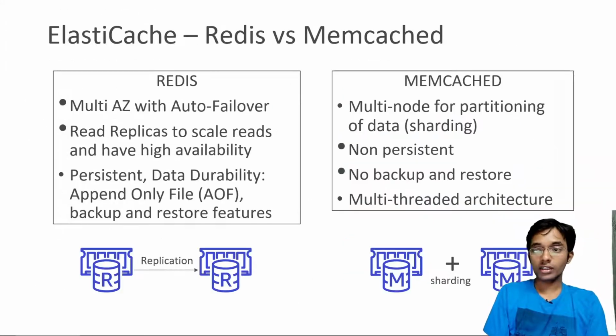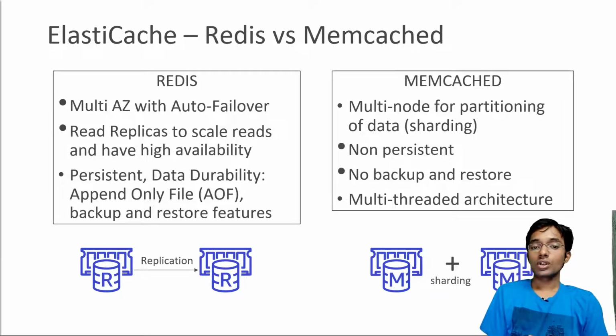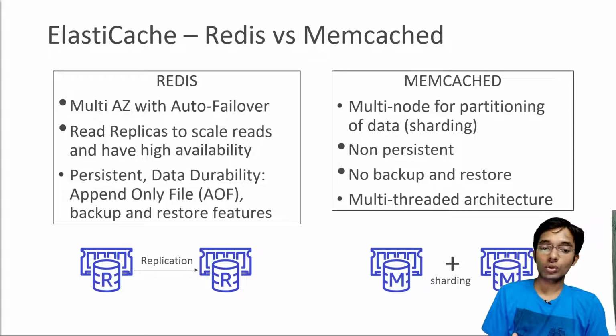Finally, we need to understand the differences between Redis and Memcached, because it may be something we have to choose between at the exam. Redis has the feature of multi-AZ with auto failover. So it is highly available, with a standby, and you can recover from the failure of an availability zone. That makes it a very good choice in some situations. You can also create read replicas to scale reads and have high availability. This looks a lot like RDS.